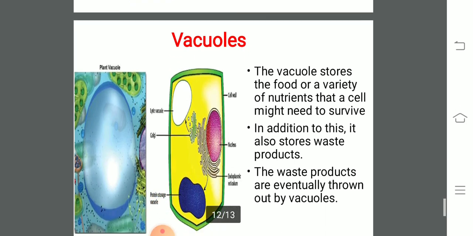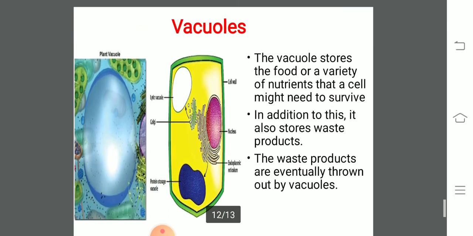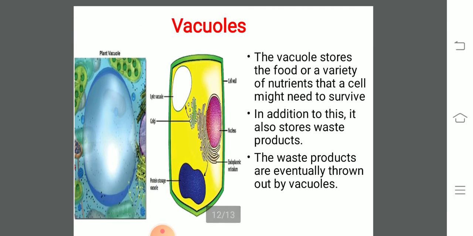The next part is the what? Vacuoles. So what are the vacuoles? The vacuoles store the food or variety of nutrients that a cell might need to survive. In addition to this, it also stores the waste products. The waste products are eventually thrown out by vacuoles.